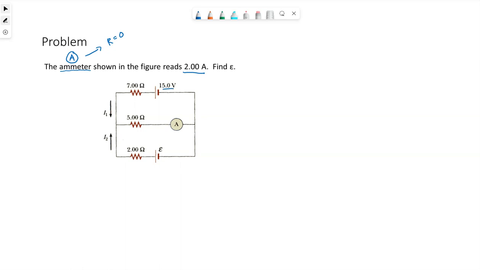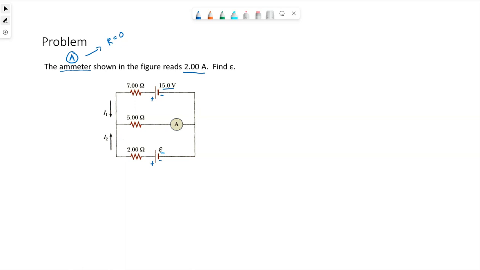Now, we have 2 batteries in this circuit. The top one is 15 volts. This bottom one is what we are looking for. That's what we want. Hopefully you remember the long line of the battery represents the high potential end. The short line represents the low potential end.